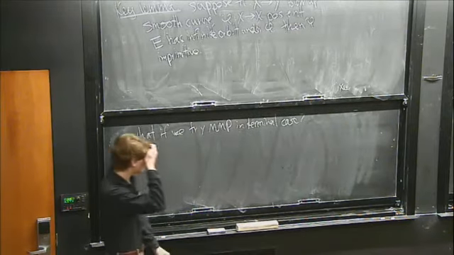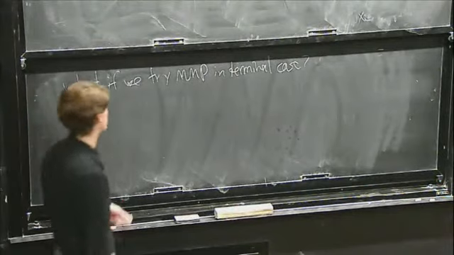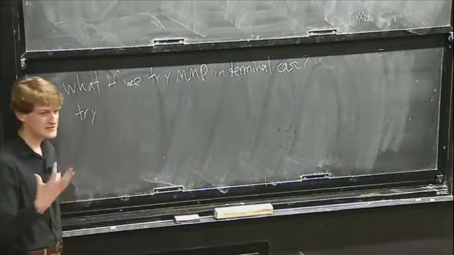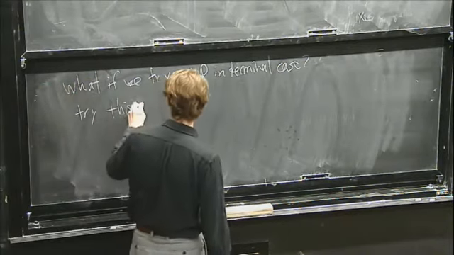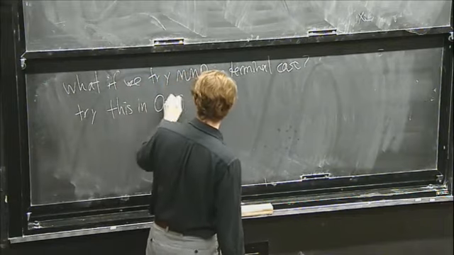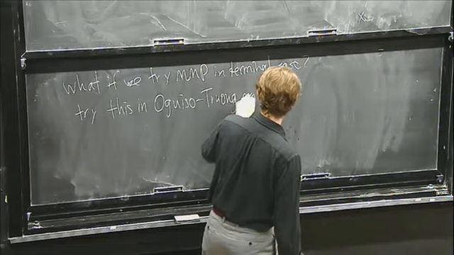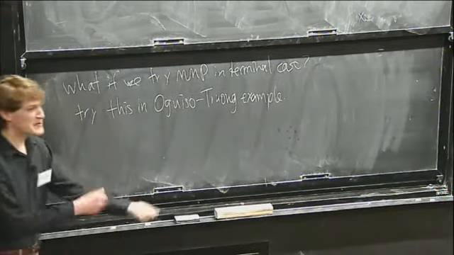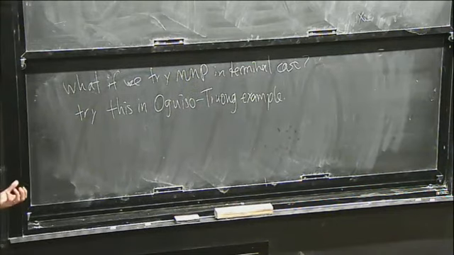OK, so what example should we try? Well, let's do this Oguiso-Truong example where we took a resolution of a torus quotient. So we're going to run the MMP on this quotient of a torus. But so we start with this smooth threefold.